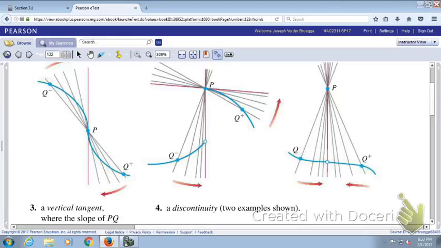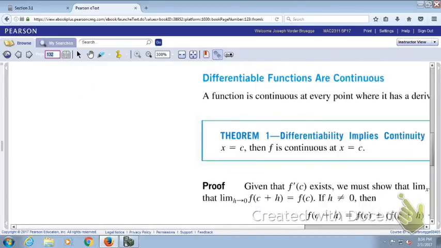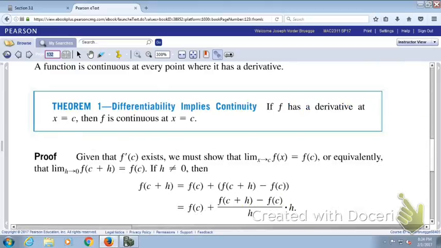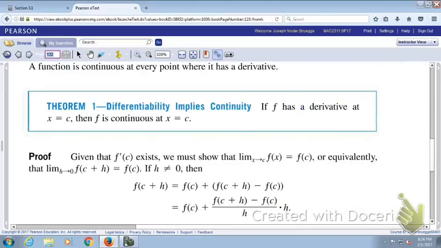So, where is a function not differentiable? In other words, where would a derivative not exist? Corner, cusp, vertical tangent, and discontinuity, right? Then on the flip side, our theorem tells us that differentiability implies continuity. All right?